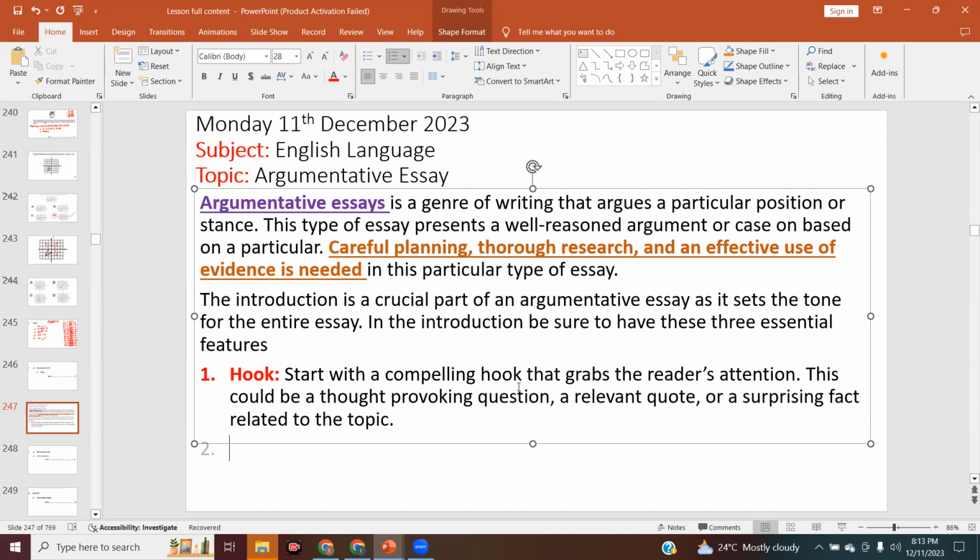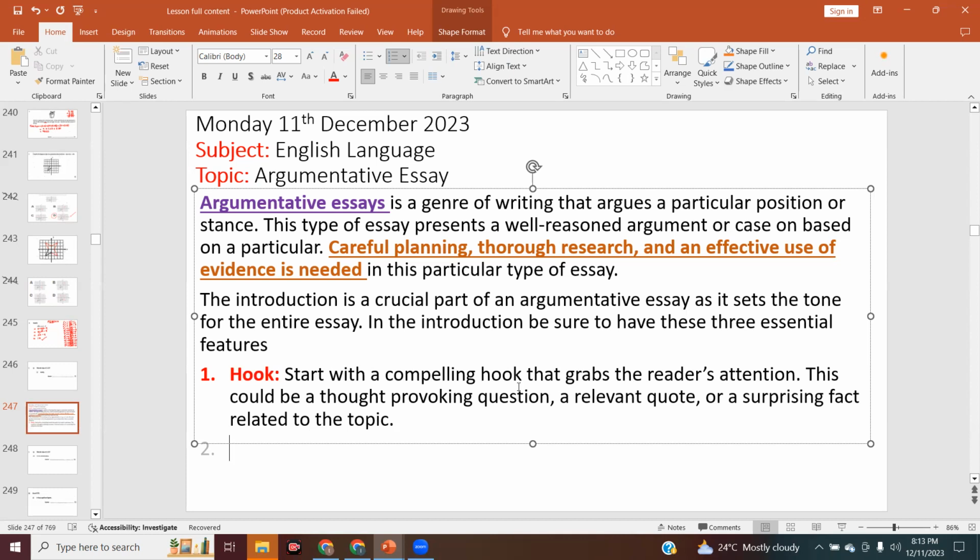So like I say, your hook could be a question, a rhetorical question. It could be a quote from someone related to the topic that you would want to quote just to start it off, or maybe a popular quote, it may be a saying, it may be something that people know. It could be a surprising fact, and the keyword is surprising.